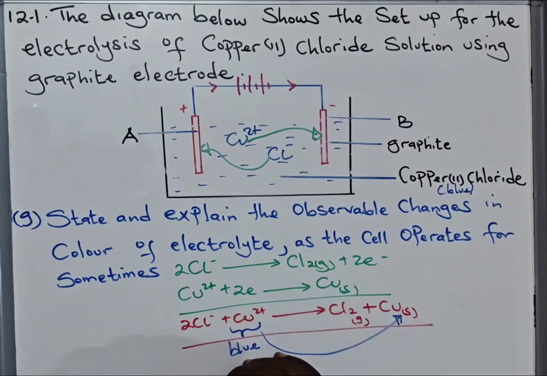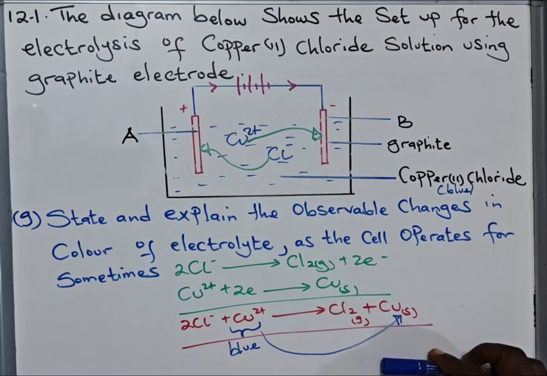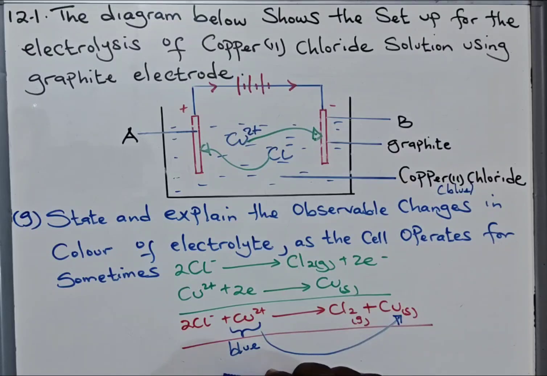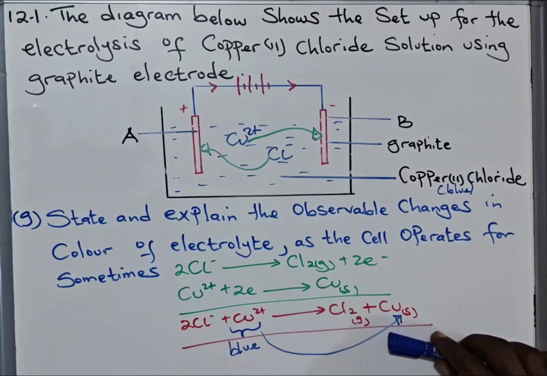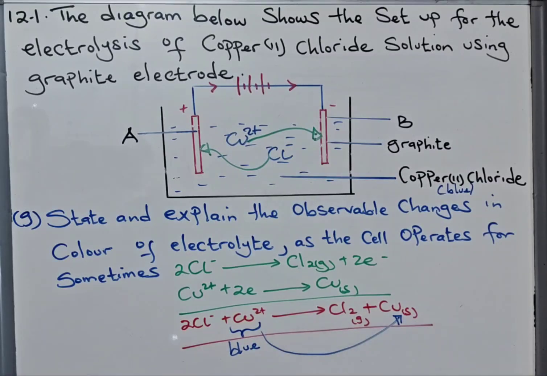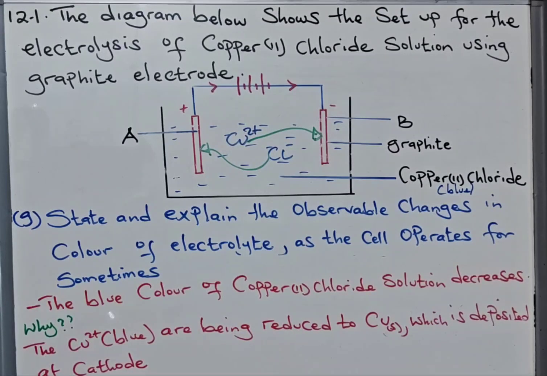In other words, it's like you are busy taking out the blue from the solution. So what is happening? The solution is losing the blue color gradually as the cell operates. Why? Because copper 2 ions, which are responsible for the blue color, are being reduced to copper solid. Yeah, that is that.